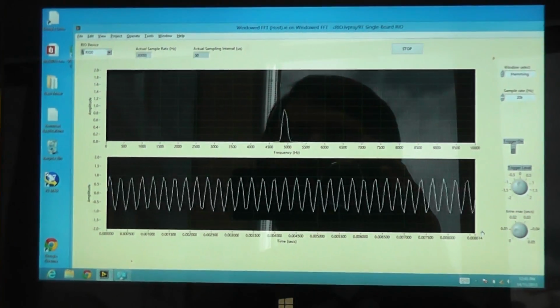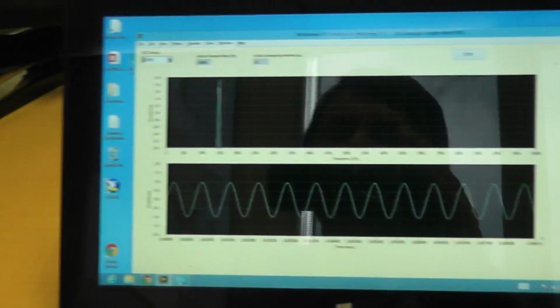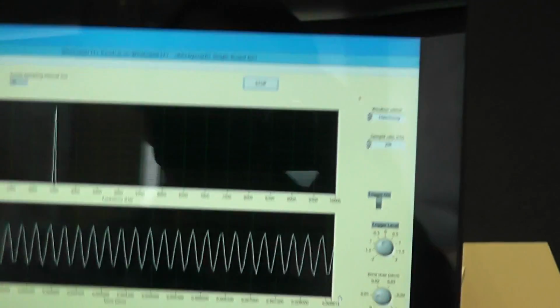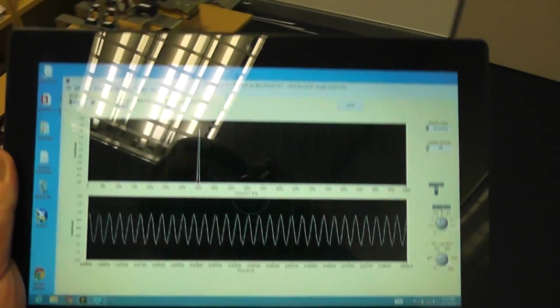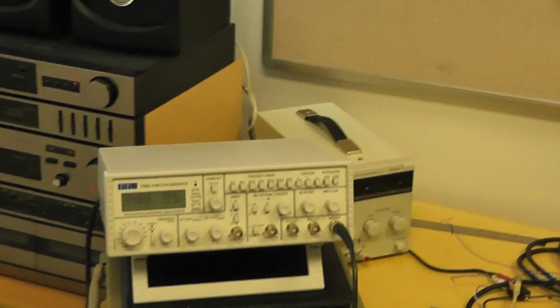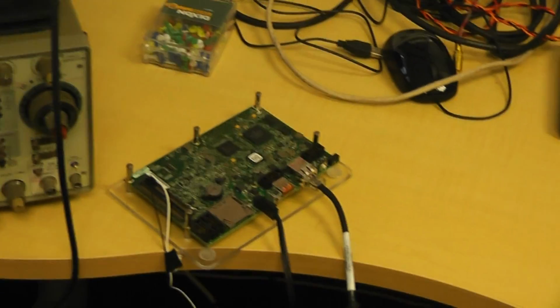By the way, I've deliberately got no anti-aliasing filter because I'm just testing out how to transmit this data. So this is like a standalone little unit which comes away, which is the tablet. So here's the tablet which I can walk away with, monitoring the data in my hand. And back there is the oscillator where the signal's coming from, and down there is the FPGA.